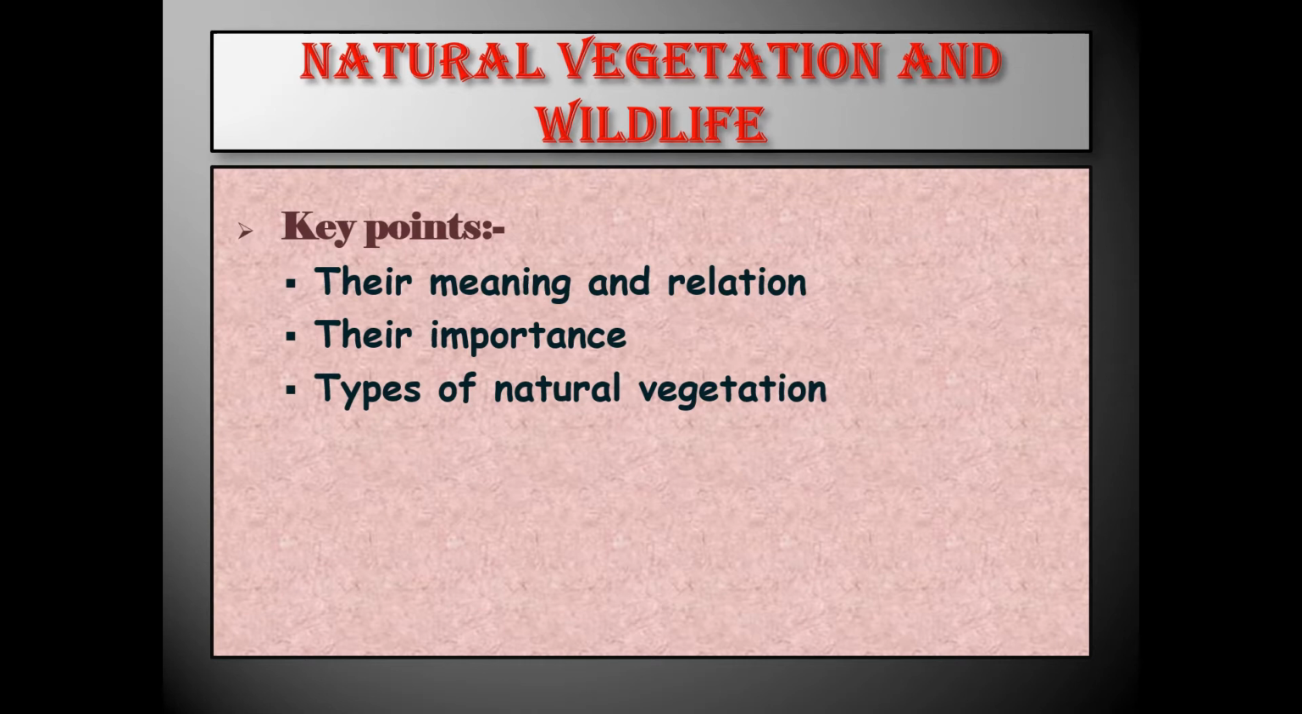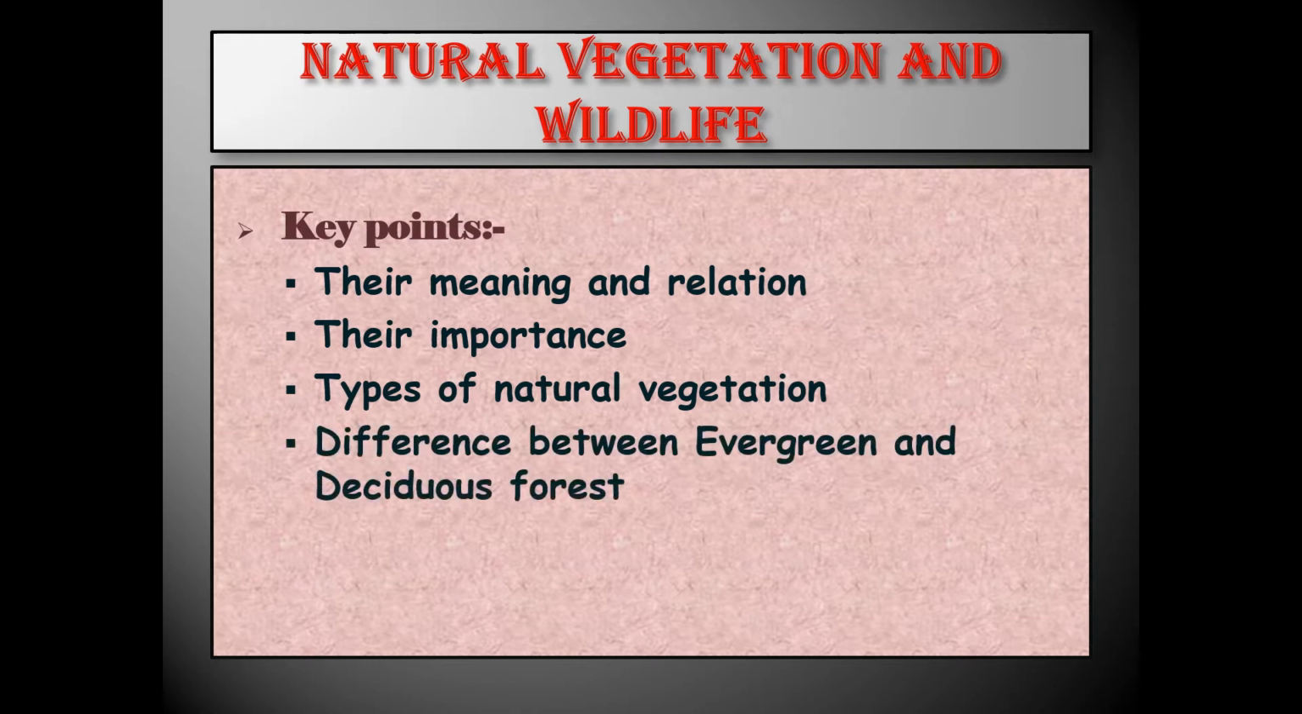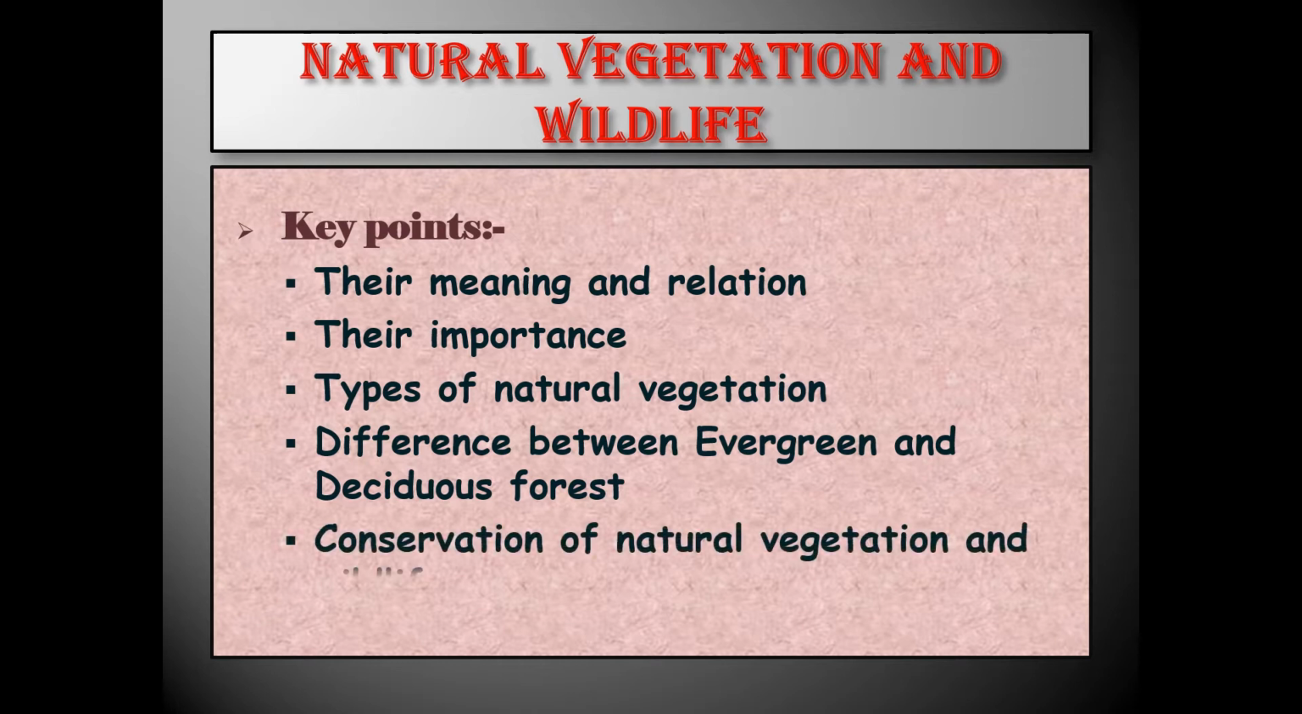Next, we will discuss the various types of natural vegetation we have all over the world. Among these, we will also know that most of the forests or natural vegetation are in the form of evergreen and deciduous forests. So we will also discuss the difference between these two. And last, we will come to know what conservation methods we can adopt to save flora and fauna, or the natural vegetation and wildlife. So let's move to the next slide.